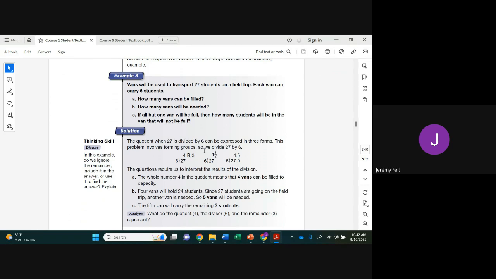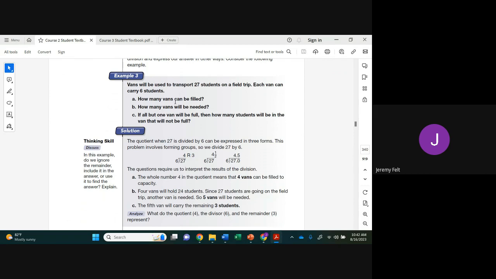Okay, let's look at example 3. It says vans will be used to transport 27 students on a field trip. Each can hold 6 students. How many vans can be filled? Well, 6 goes into 27 4 times, which is 24. So we would have 3 students left over.